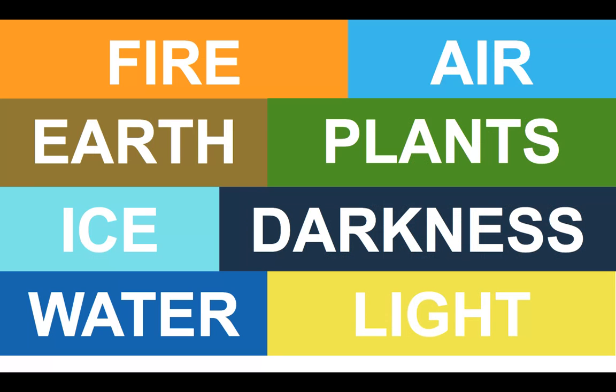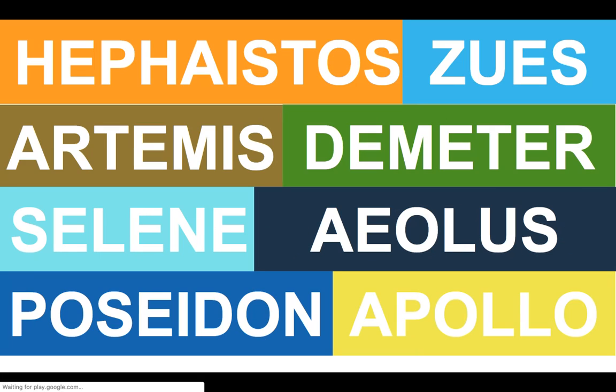So, elements of nature, we have fire, air, earth, plants, ice, darkness, water, and light. And then I matched those up to our Greek gods and goddesses. These are just a couple that were named, but we're really looking at the gods of nature. So, not looking at the god of war, not looking at the god of love, but really looking at the gods of nature. You might find one that's not on this list. I'm okay with that as long as it relates to nature.